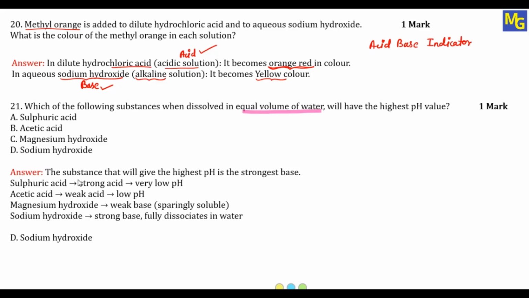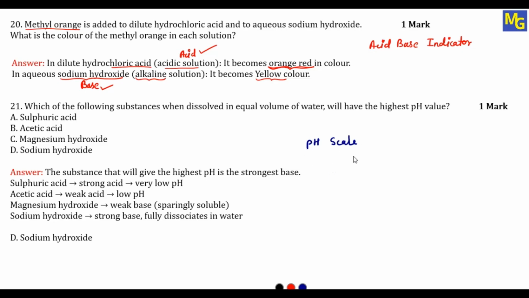So for the answer, first you should remember, the substance that will give the highest pH will always be the strongest base. We know the pH scale. What is the pH scale? Here I will write the pH scale. All of this I have explained in the acid, base and salts chapter. If you have not watched my video, go through my channel and watch the full chapter, that is, acids, bases and salts.